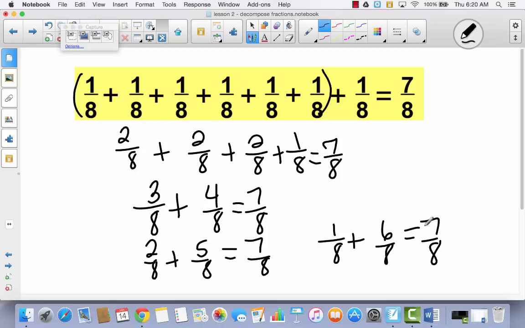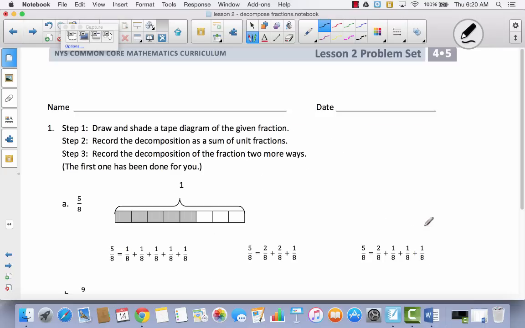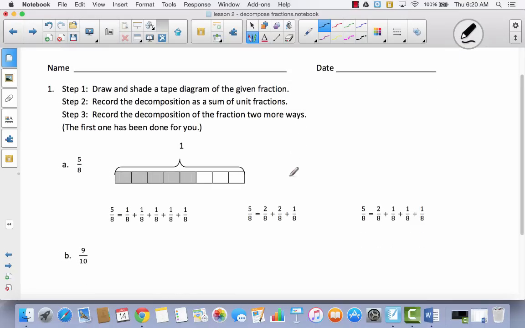Okay, you will not need your strip of paper anymore. We're going to go to our problem set and do a little bit of practicing now. All right, so here's your problem set, and it says draw and shade a tape diagram of the given fraction. Record the decomposition as a sum of unit fractions. Record the decomposition of the fraction 2 more ways. The first one has been done for you.